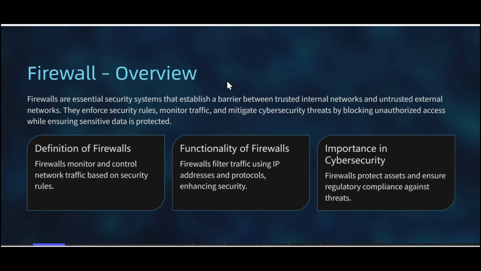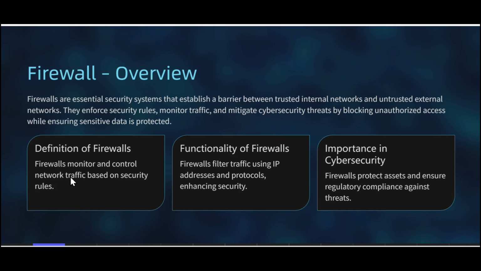Everyone, let's begin with firewalls. A firewall is a security system that establishes a protective barrier between a trusted internal network and an untrusted external network such as the internet. The primary function of the firewall is to monitor, filter, and control network traffic based on predefined security rules. These rules determine whether traffic is allowed or denied.